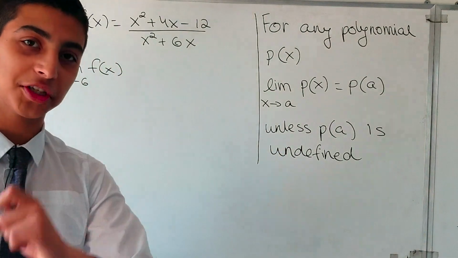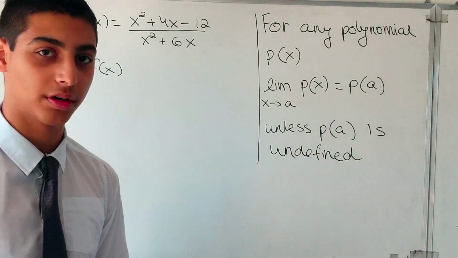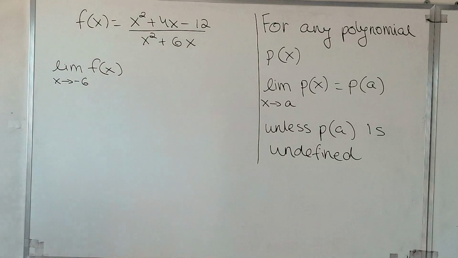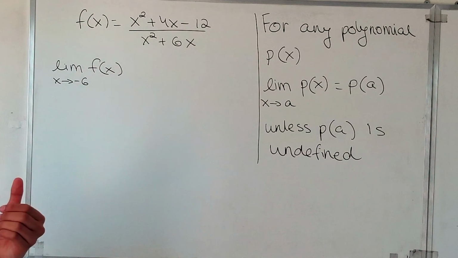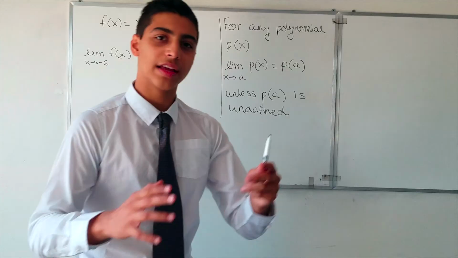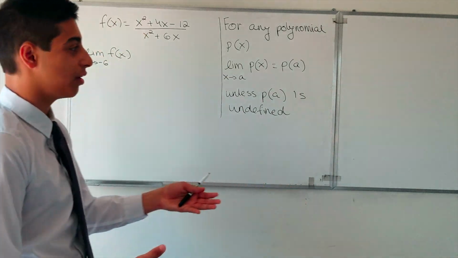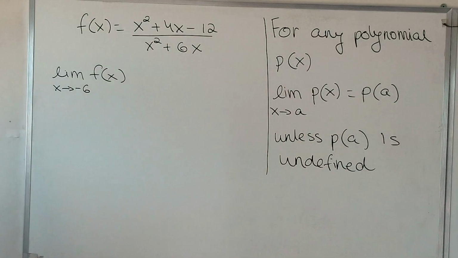This, I believe, you should take down because it's extremely important. For any polynomial p of x, the limit as x approaches a of p of x equals p of a, unless p of a is undefined. In the last example, I took it when p of a was undefined. So let's see what happens in this example.